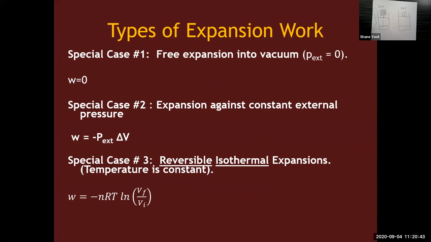All right, so these are the three types of work. The lecture videos online talk about how you get these equations. I have case one where I expand against the vacuum. In that case, the external pressure is zero and there's no work done. There's nothing pushing against me. It'd be like pushing a massless object up a hill. It takes no work, because there are no forces pushing against you in order to bring it up to the top of the hill. So if I expand against a constant external pressure, then it's just minus P external delta V.